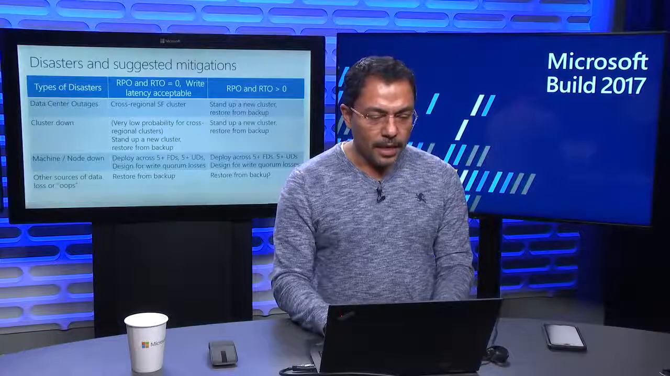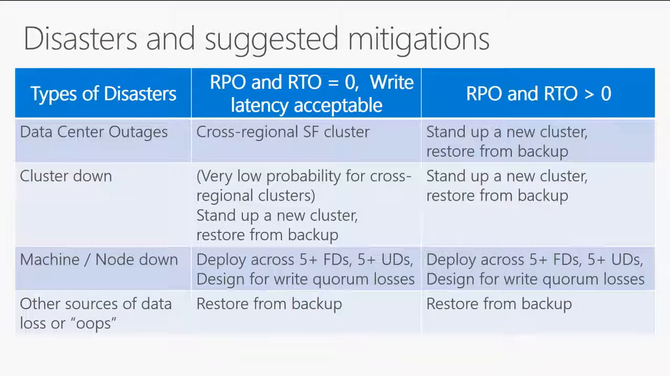Cluster down. If it is a cluster which is cross-regional, then the probability of this happening is very, very, very, very low. So at this point, you don't really need to think about it too much. But if it ever happens that you still lose a cluster, then the only thing you can do is set up a cluster and restore it from the backup, because backup is something which you absolutely have to take. So if you're a cross-regional cluster, the probability of you ever using your backup is very, very, very low. Then machine down, a machine and node down.